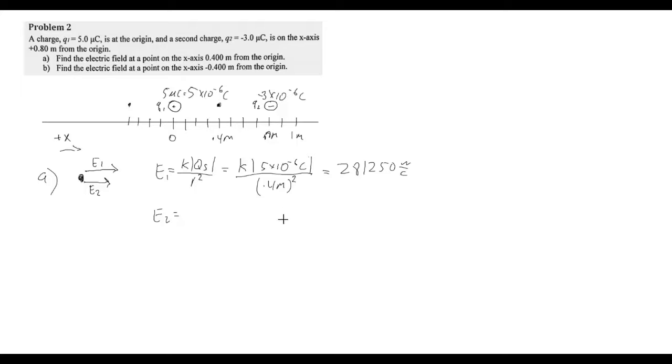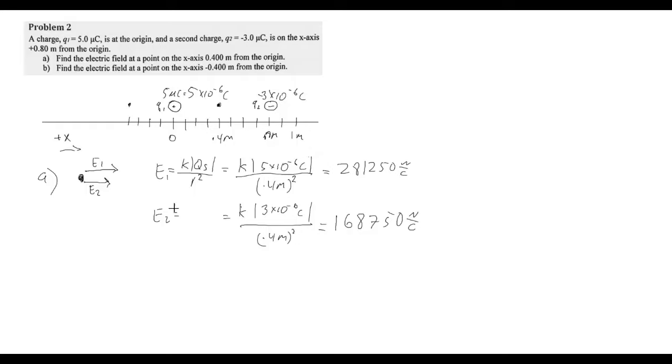Then for E2, you would go through a similar process, plug in the values for E2. So in this case, this is going to be k, which is 9 times 10 to the 9th, times 3 times 10 to the negative 6 coulombs over the distance, which is also 0.4 meters, right? 1, 2, 3, 4. 0.4 meters, don't forget to square it. This comes out to 168,750 newtons per coulomb.